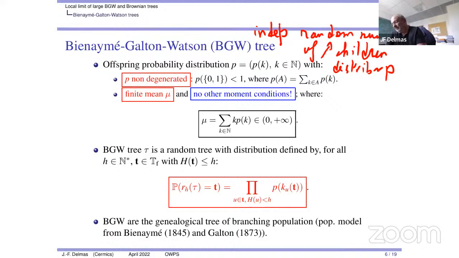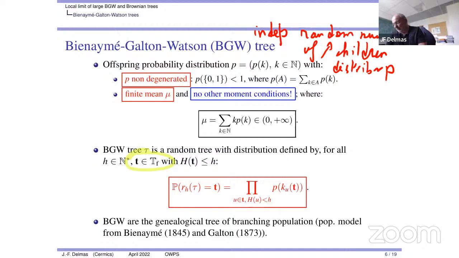What is important for the result we are going to present is that we don't need any other moment conditions. The other moment conditions usually appear in the literature, but in fact, one can get rid of them and get the result in full generality. So finite mean, no other moment conditions. And then we can give the distribution of the Galton-Watson tree, which is a random, locally finite tree.